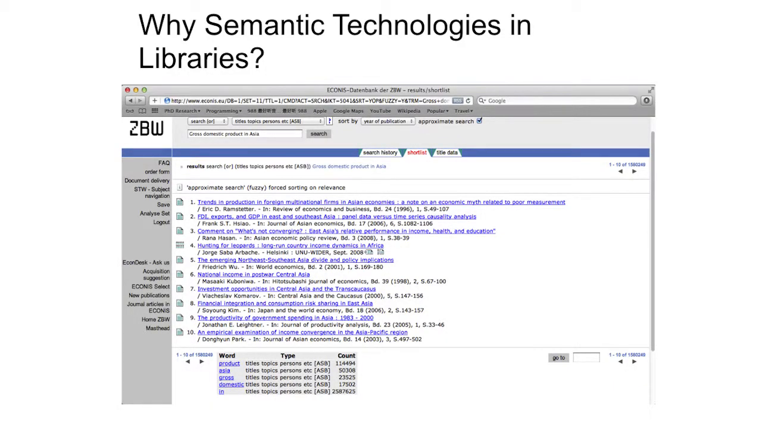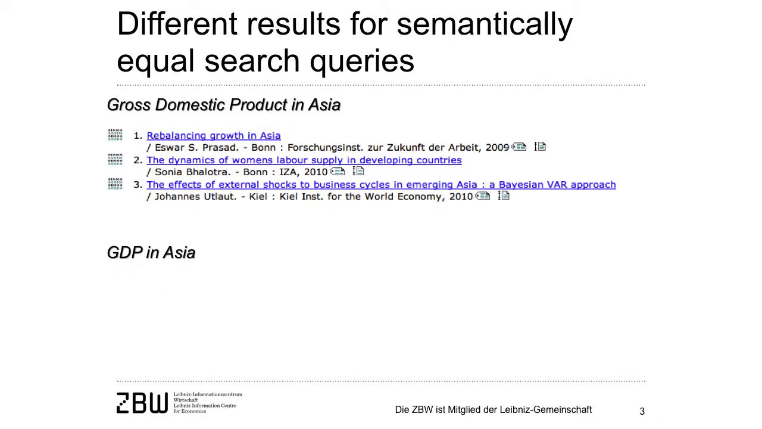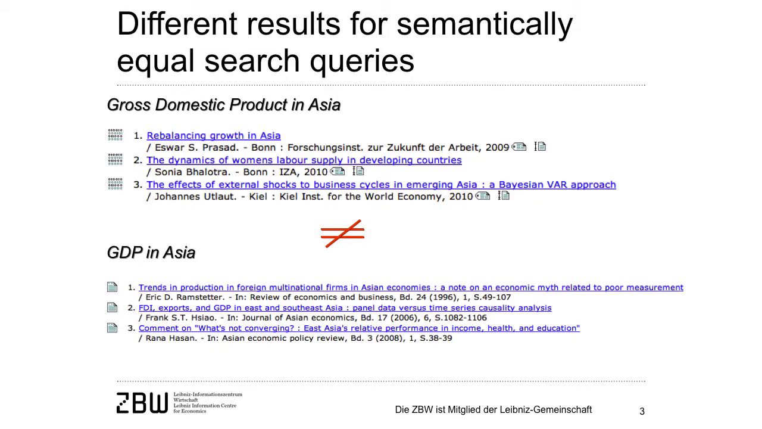Why are semantic technologies important, not only for our own library, but also for any library? Here you see the result of a query in our OPAC, and the query is about the gross domestic product in Asia. If we highlight just the first three hits of that result, we see the following three. Now imagine you enter a similar query on GDP in Asia, which is syntactically different, but semantically it just means the same. In that case, in our OPAC, you would receive different results.